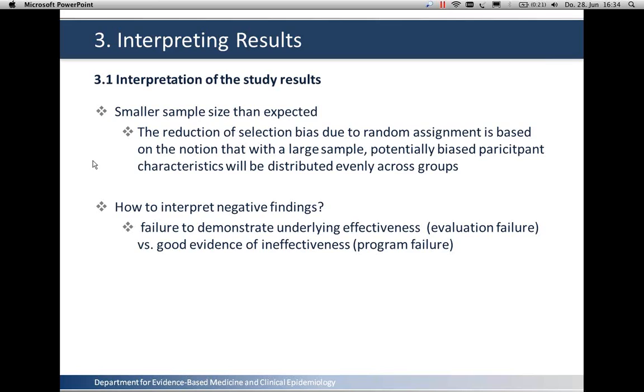The second point is about negative findings. What if the results are negative? There is no intervention effect which could be shown by the evaluation. There are two possibilities why that is. It could be a failure of the evaluation to demonstrate the underlying effectiveness, or the program itself didn't work. Evaluation failure versus program failure.